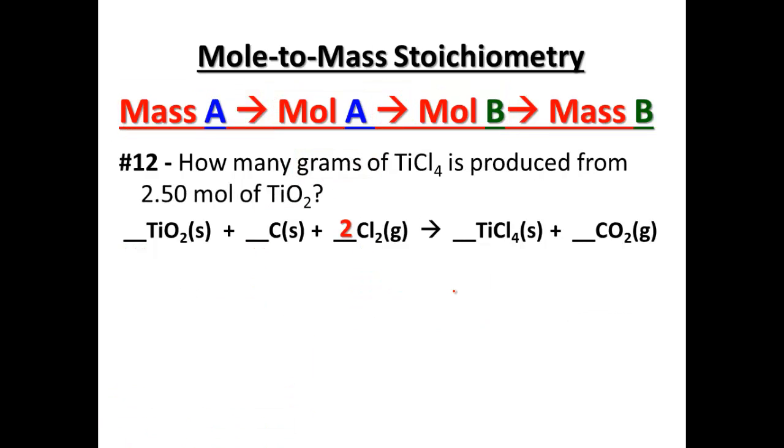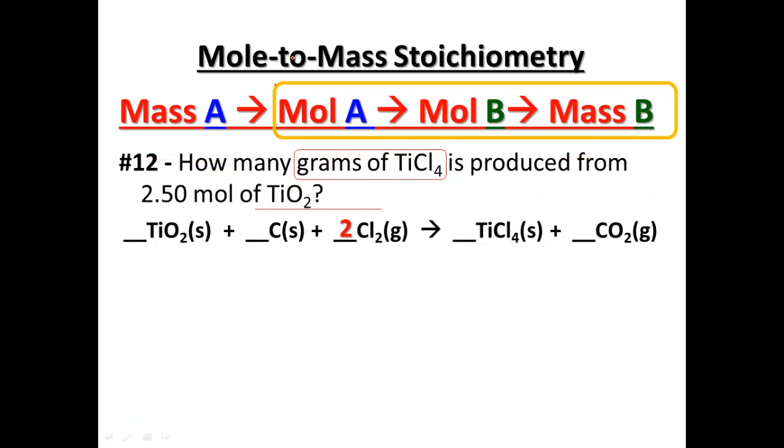12, similar idea. How many grams of titanium chloride is produced when 2.5 moles of titanium oxide? So our first idea, we need to evaluate our problem. We're looking for grams of titanium chloride, and we're given moles of titanium oxide to begin with. So we're starting out in moles and moving to mass of B. So we're starting here. We need to go through 1 conversion to mole ratio, and our second conversion, moles, to get to our mass of our second substance.